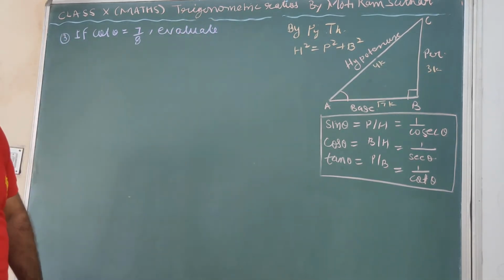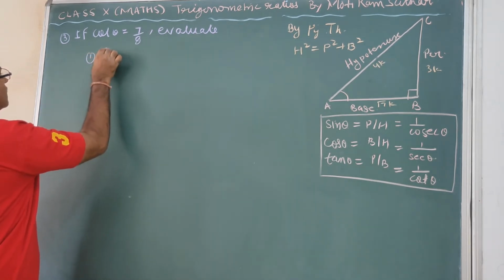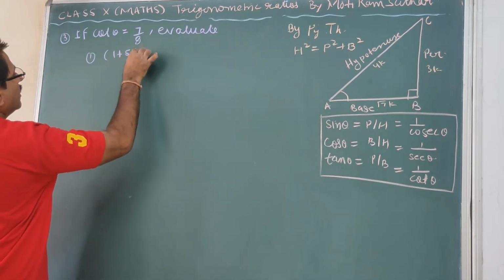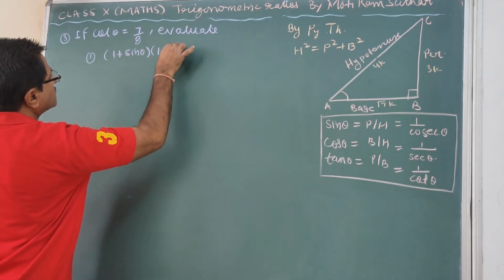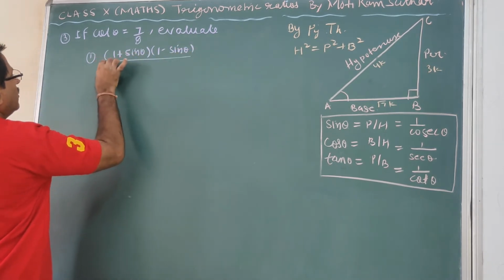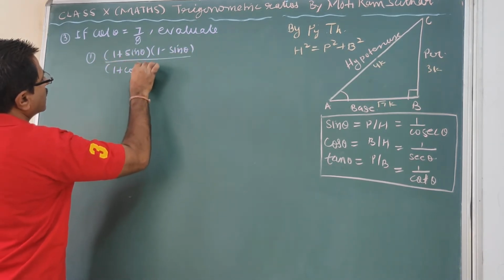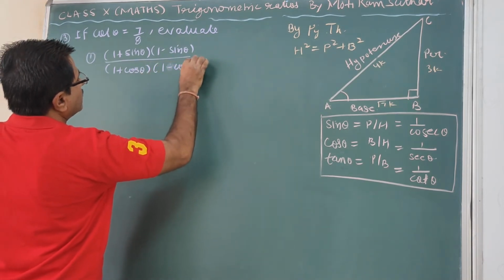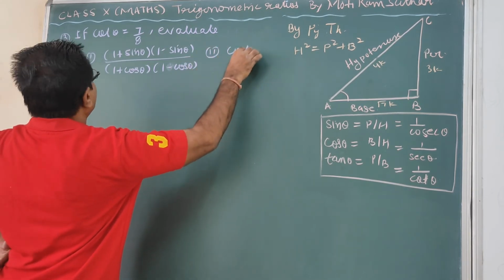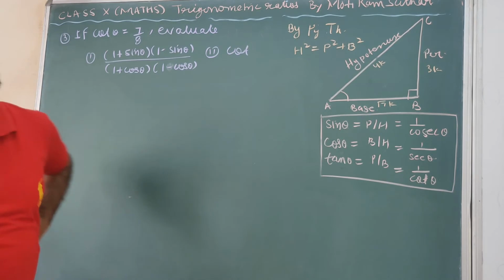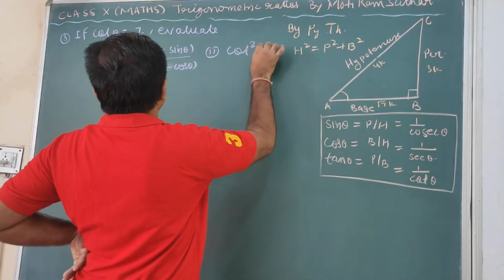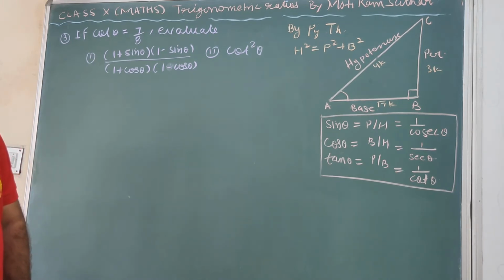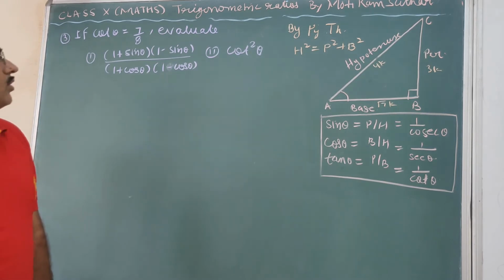Now there are two options. First is given (1 plus sin theta) into (1 minus sin theta) upon (1 plus cos theta) into (1 minus cos theta), and second is given cot square theta. We are given the value of cot theta and then we have to find the value.